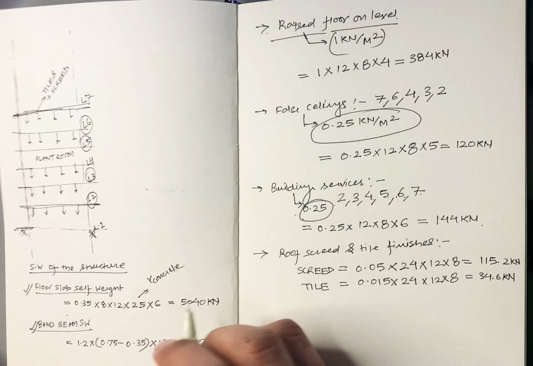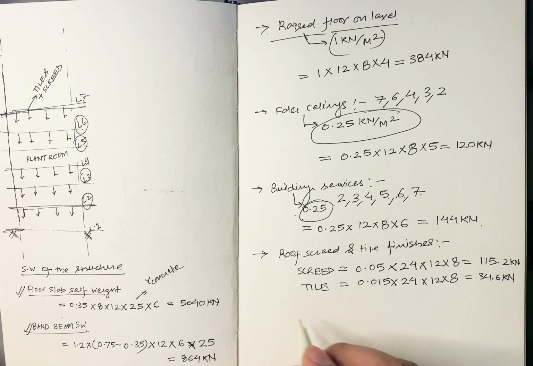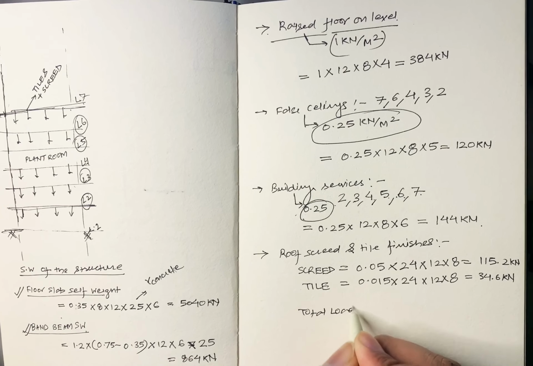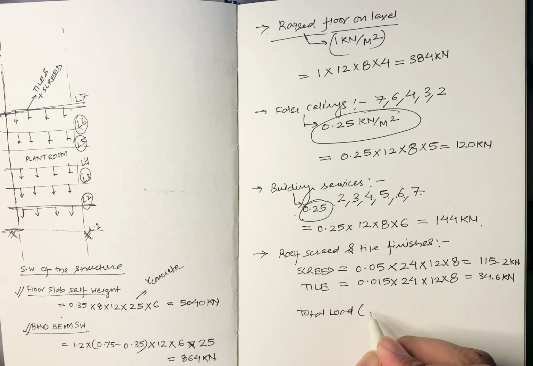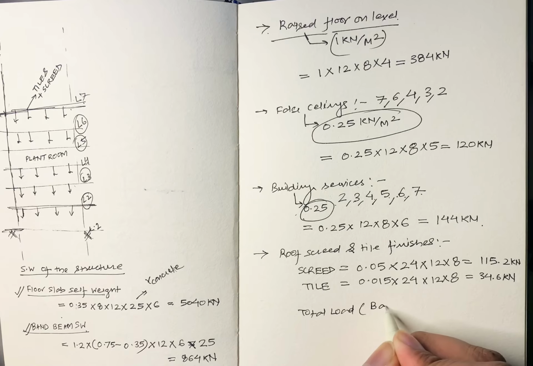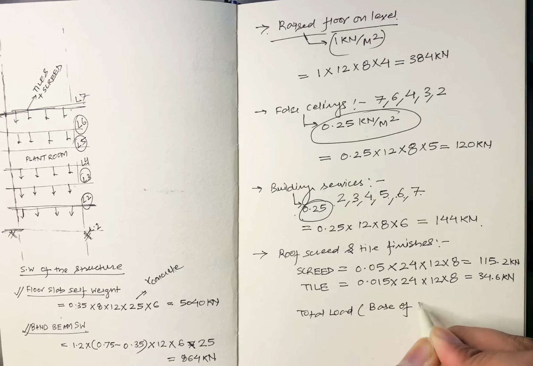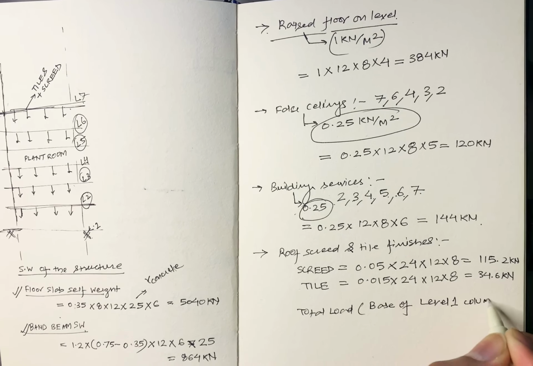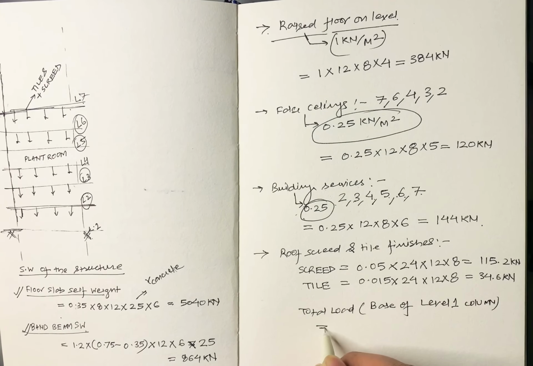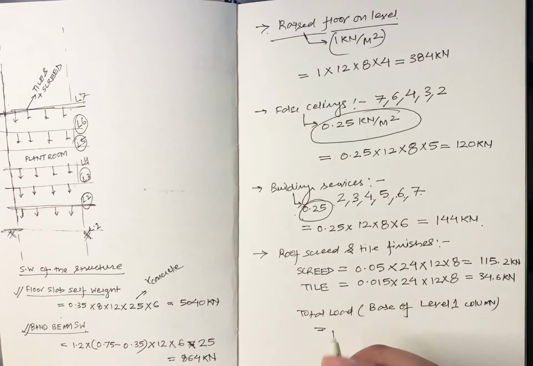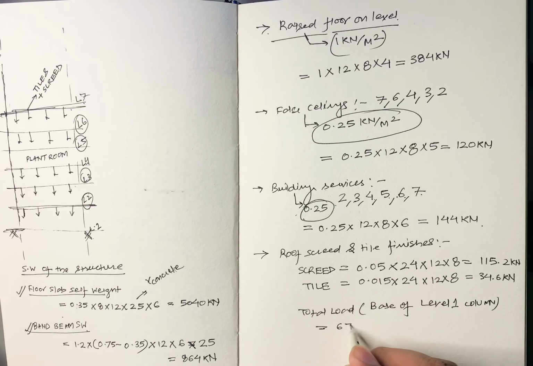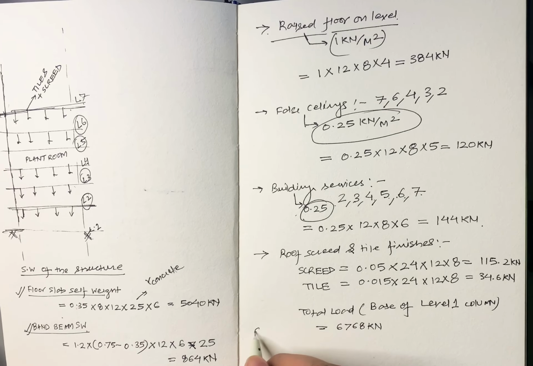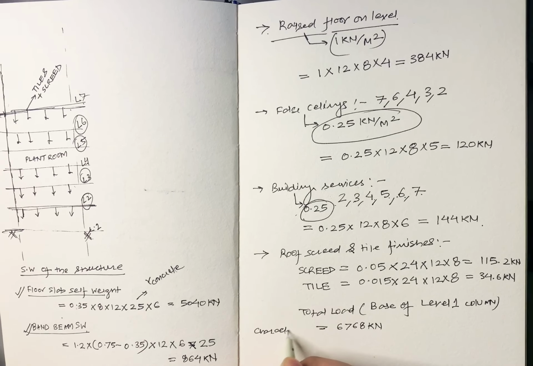Adding all together, the total load at the base of the level 1 column, you add all together, comes out to be 6768 kilonewton. But this is the characteristic load.